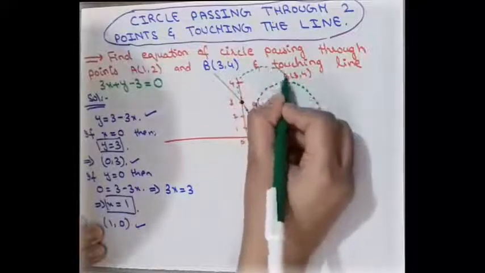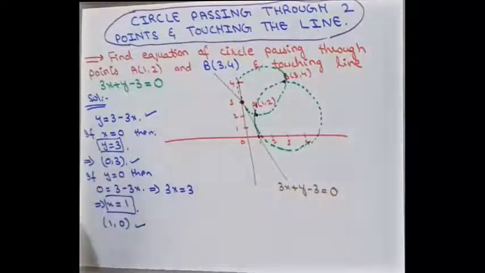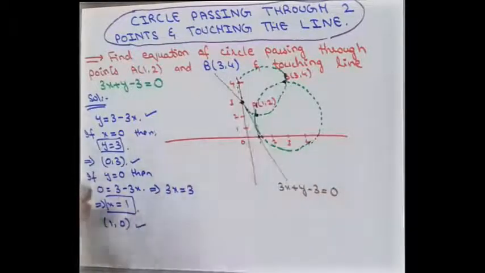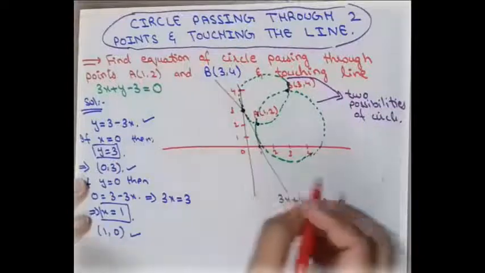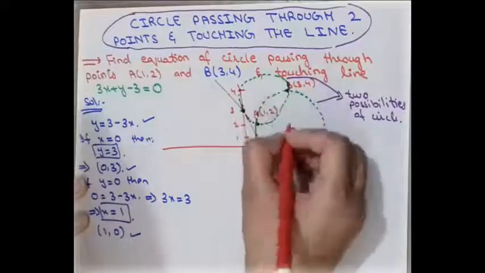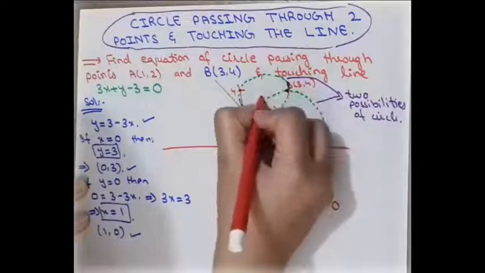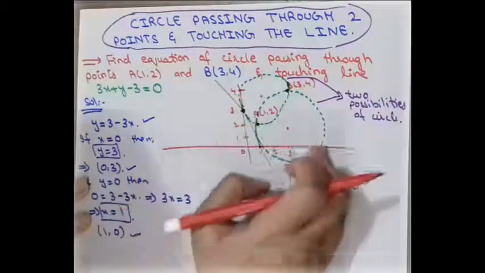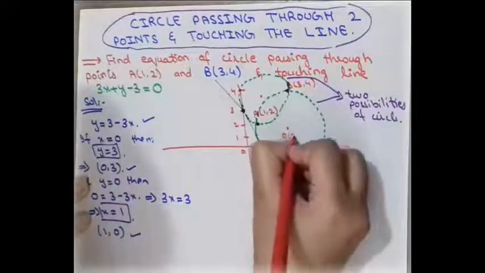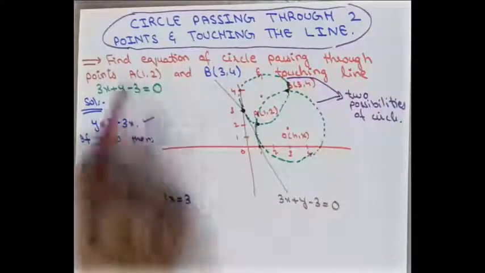There are two possibilities that exist to satisfy the given condition, that is, a circle passing through these two points and touching a line. We have to suppose a center of the circle, and suppose the center of this circle is something here and the center of the other circle is something here. So if we consider this possibility of this circle, here is a center O with coordinates H and K. Here is a point B and here is a point A, which are given.